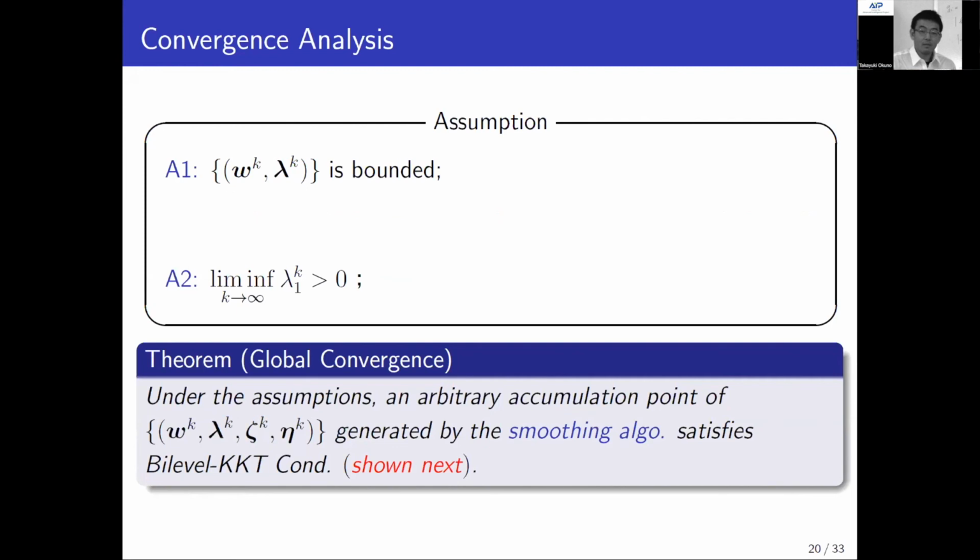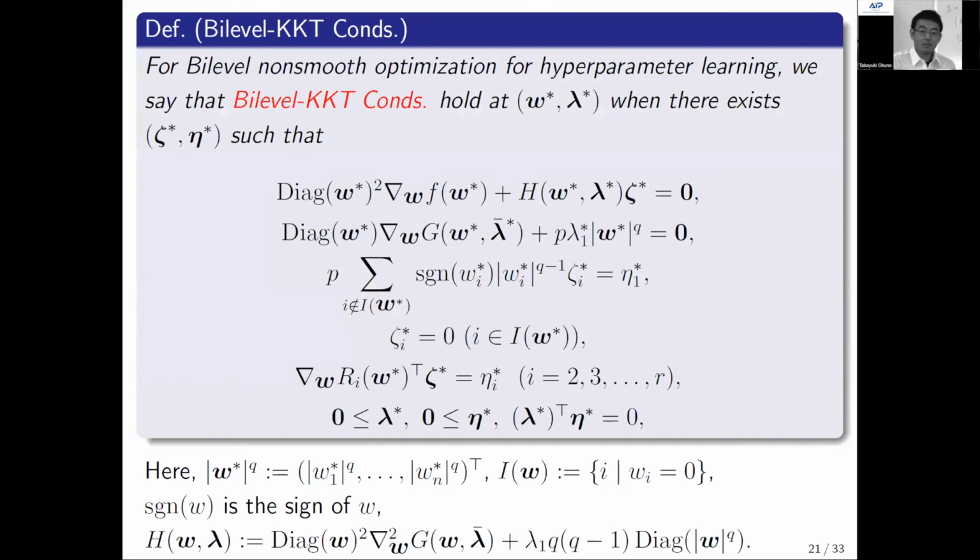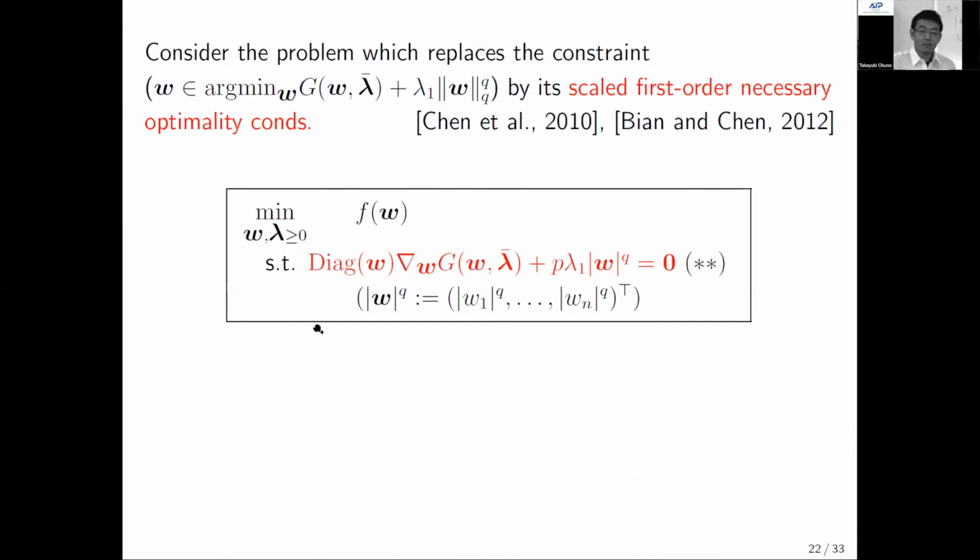So what are the bilevel KKT conditions? The bilevel KKT condition is described like this. It is very complicated. For example, this is a diagonal matrix, H is defined here, and SGN denotes the sign of W. So I must explain what these conditions are. To explain this, let me introduce the following problem.